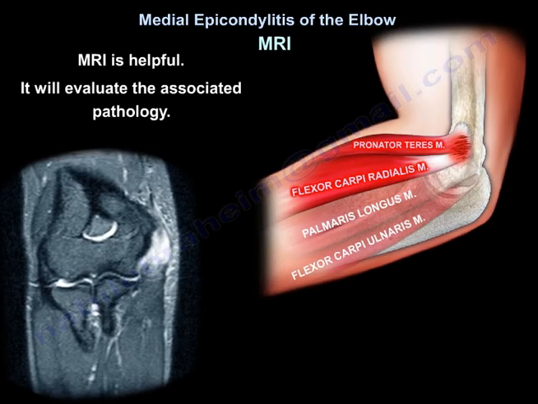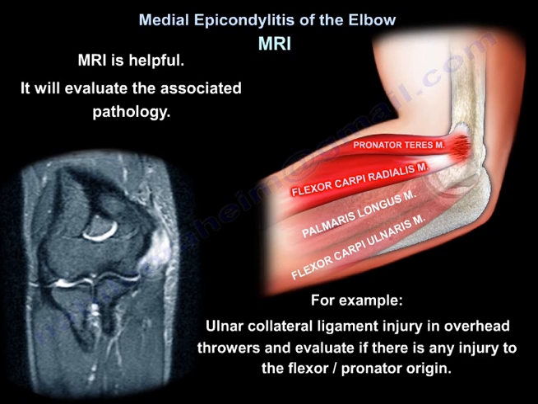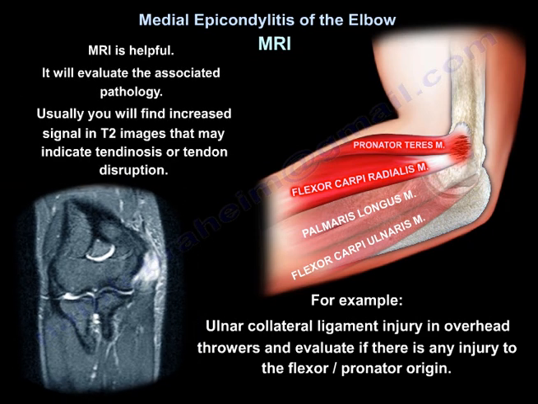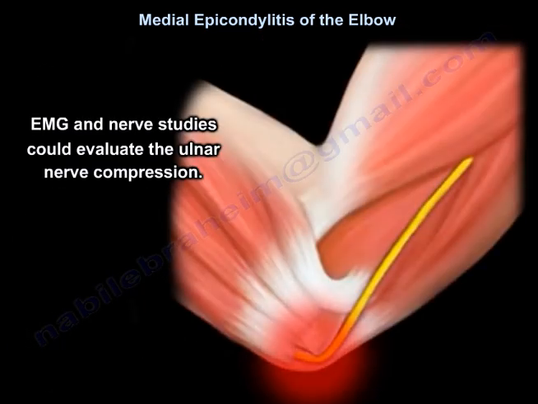MRI is helpful. It will evaluate the associated pathology, for example, ulnar collateral ligament injury in overhead throwers, and evaluate if there is any injury to the flexor pronator origin. Usually you will find increased signal in T2 images that may indicate tendinosis or tendon disruption. EMG nerve studies could evaluate ulnar nerve compression.